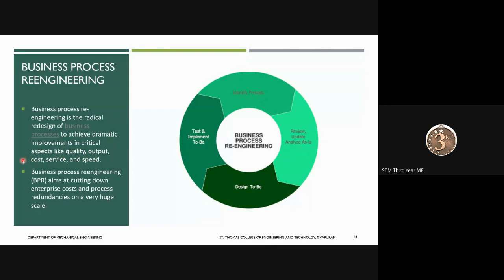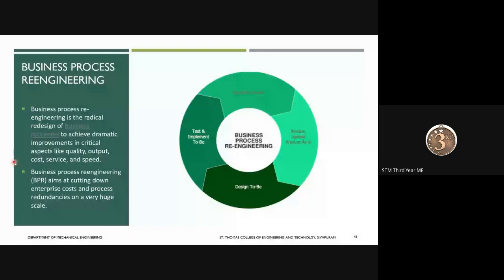So we are redesigning the business processes not to attain profits itself. We have to obtain these aspects. We have to obtain quality of the product. The product must be of top-notch quality. Then the output of the product. Output is nothing but the productivity, that is the number of products that are being released. If we are generating more product, that means the productivity is high, right? So that is another aspect. We have to obtain more productivity or more output.